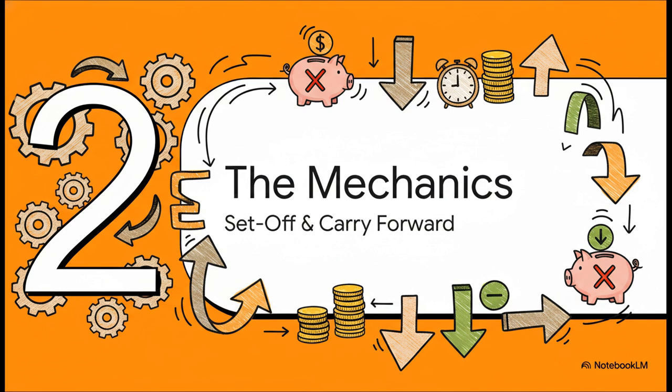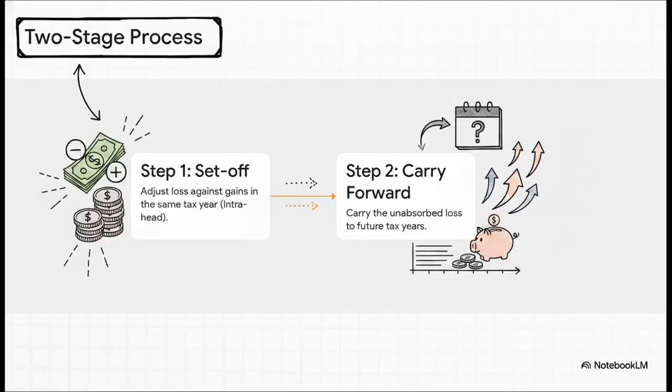Okay, now that we know we're on solid ground, let's get into the real mechanics of it all. How do you actually use a capital loss to your advantage for tax purposes? It's a pretty straightforward two-step process. First, you set the loss off, and then, if there's anything left, you carry it forward. Let's break that down. Just think of it like this. First, you try to balance things out within the current year.